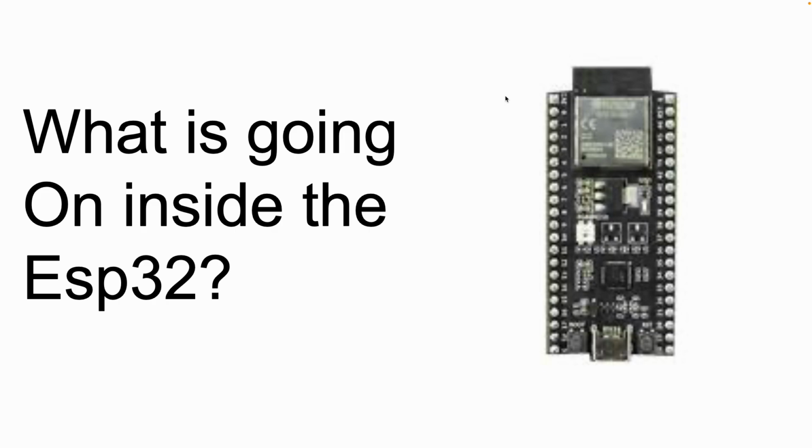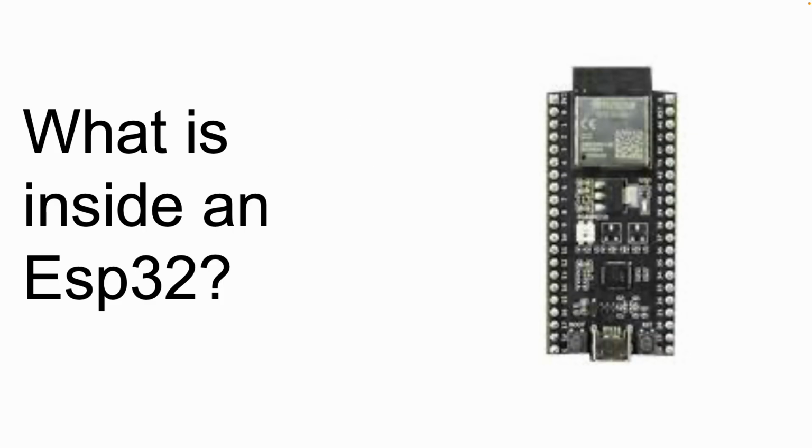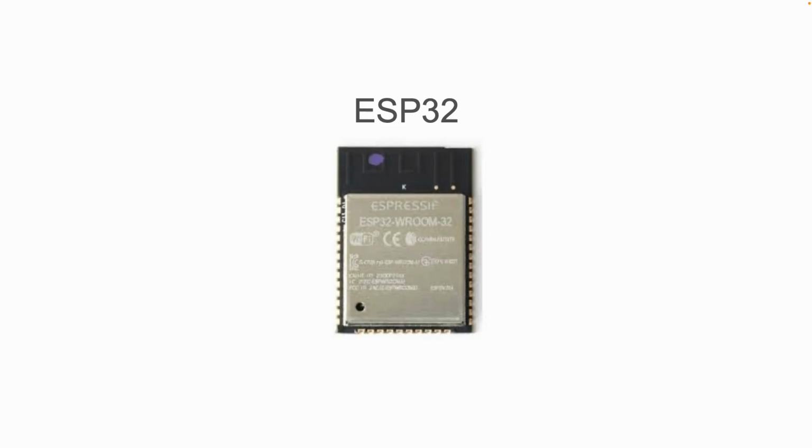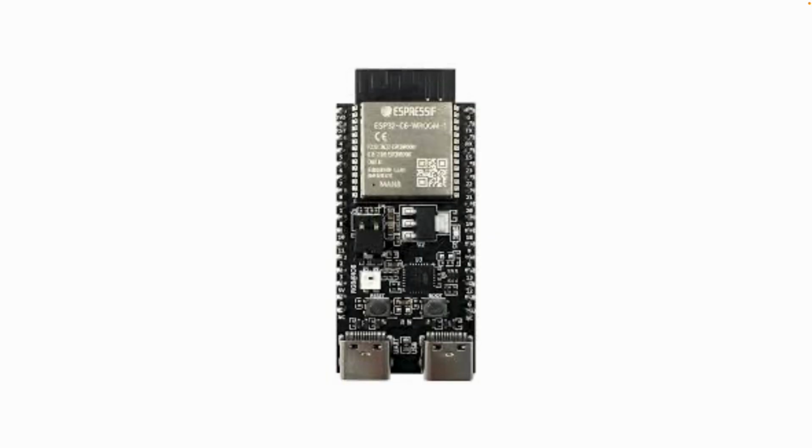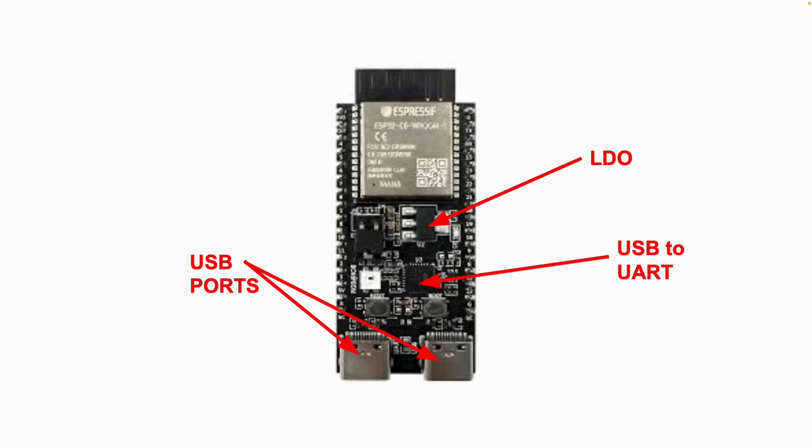What is going on inside the ESP32? Well, first, let's find out what is inside an ESP32. Now, this is the actual chip, but a common misconception is that this is the chip. In reality, all of this is just the dev board, which provides some quality of life features, such as an LDO, USB ports, a USB to UART bridge, and buttons. If we remove all of that, we're left with just the chip.